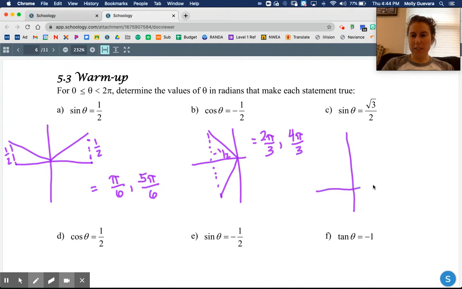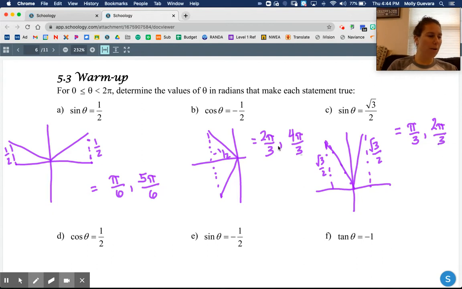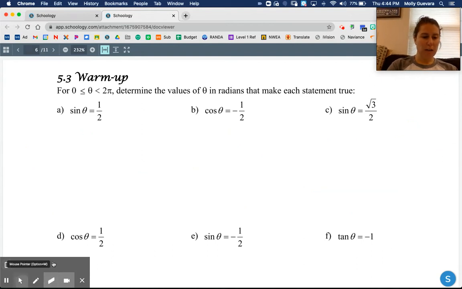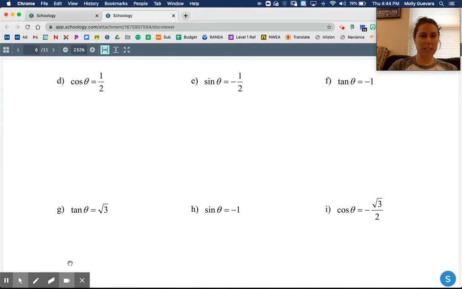We're going to just keep going. Sine is positive, so that's going to be quadrant 1 and quadrant 2. My sine value is root 3 over 2, and also in quadrant 2, I have another one that's root 3 over 2. The question is, what are those angles? The first one is pi over 3, and the second one is 2 pi over 3. So it's just knowing the unit circle really well and figuring out those values. Let's look at D, E, and F.